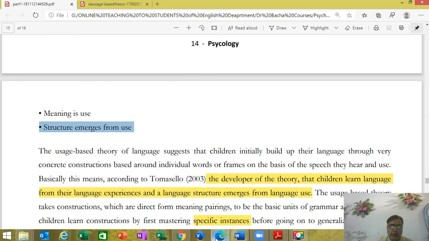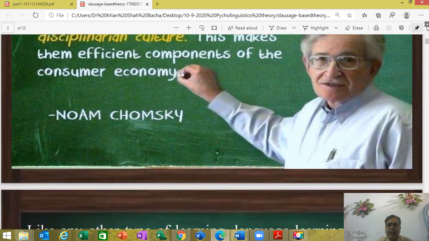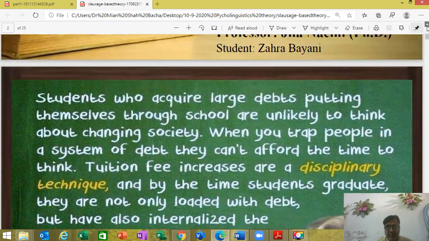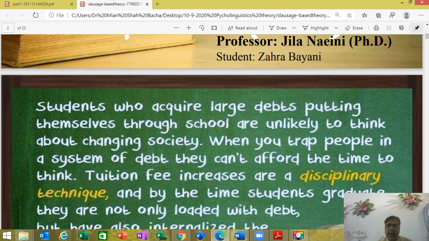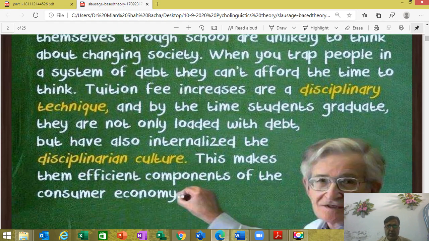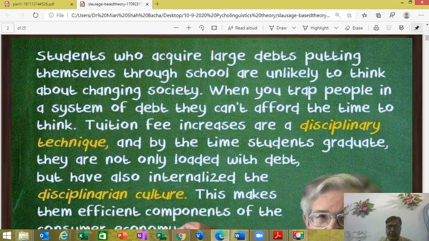But actually, I'm going to take you now through a little bit of its background. This is actually the lecture you can see from Professor Jilla Niyami, and she was a PhD student there. I just have to skip it, but you can read it yourself so that you can understand what this statement means.